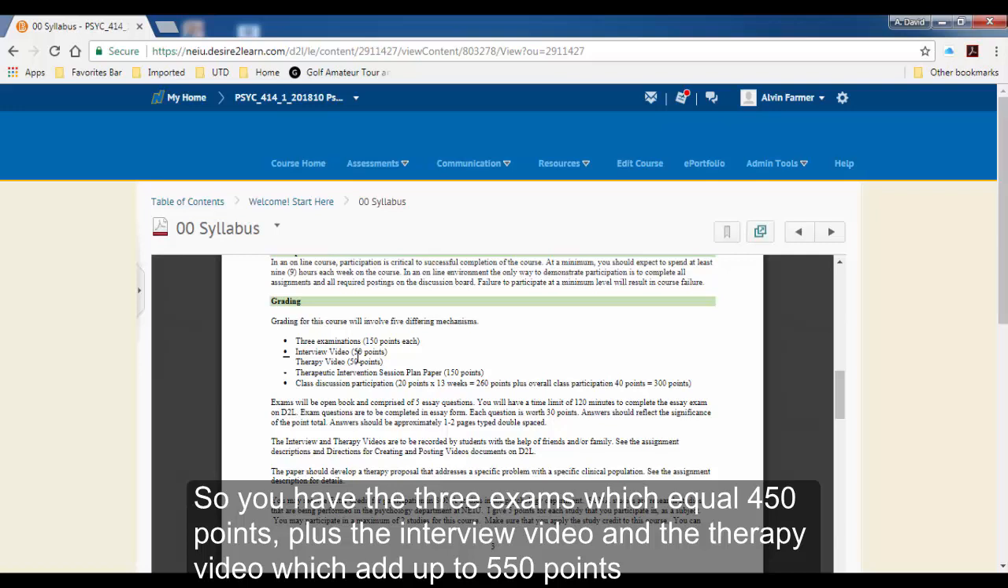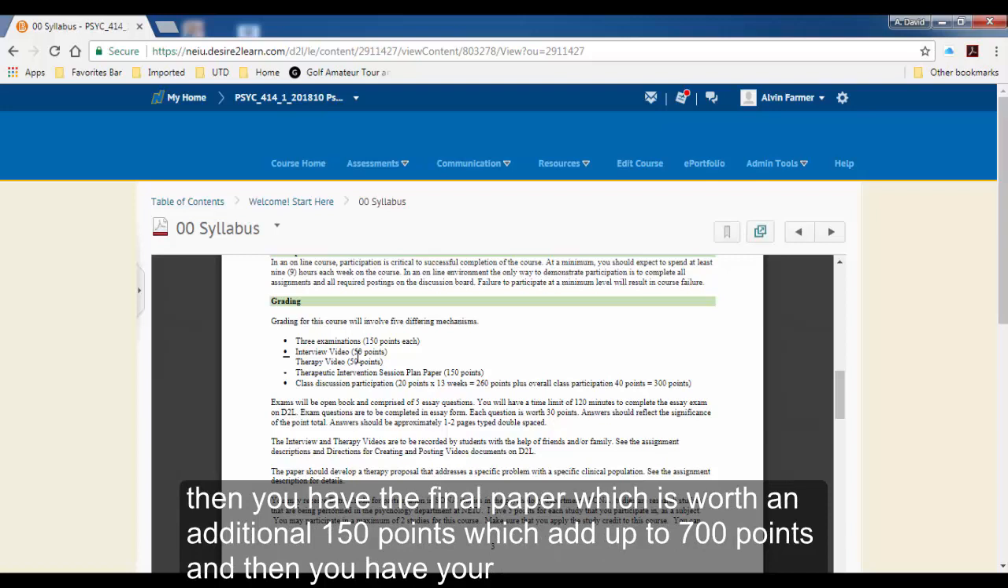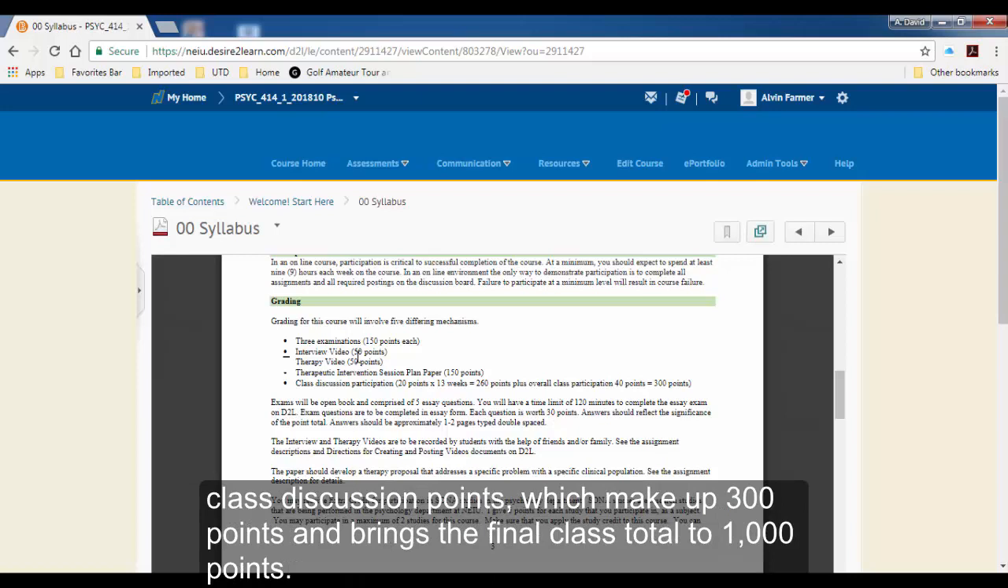So you have the 3 exams, which equal 450 points, plus the interview video and the therapy video, which add up to 550 points. Then you have the final paper, which is worth an additional 150 points, which adds up to 700 points. And then you have your class discussion points, which make up 300 points and bring the final class total to 1,000 points.